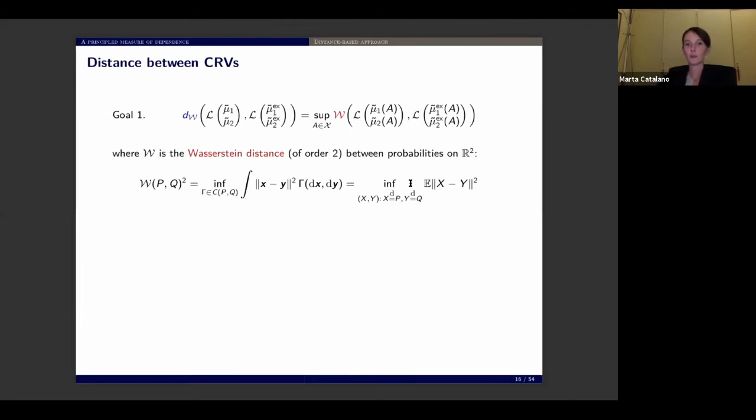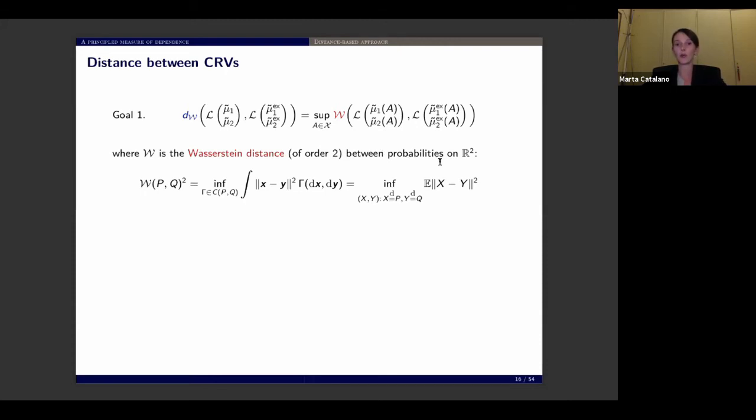As Igor mentioned, we defined the distance through the Wasserstein distance in what I find a rather intuitive way. So first, we consider the Wasserstein distance between the one-dimensional evaluations of the CRV. And then we take the supremum over all possible Borel sets. So the Wasserstein distance that we use here is between probabilities on R^2.